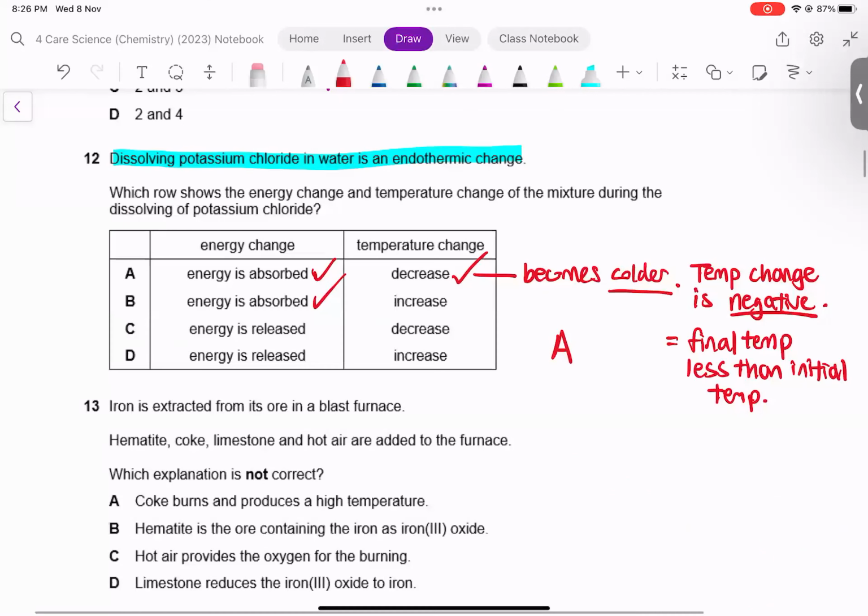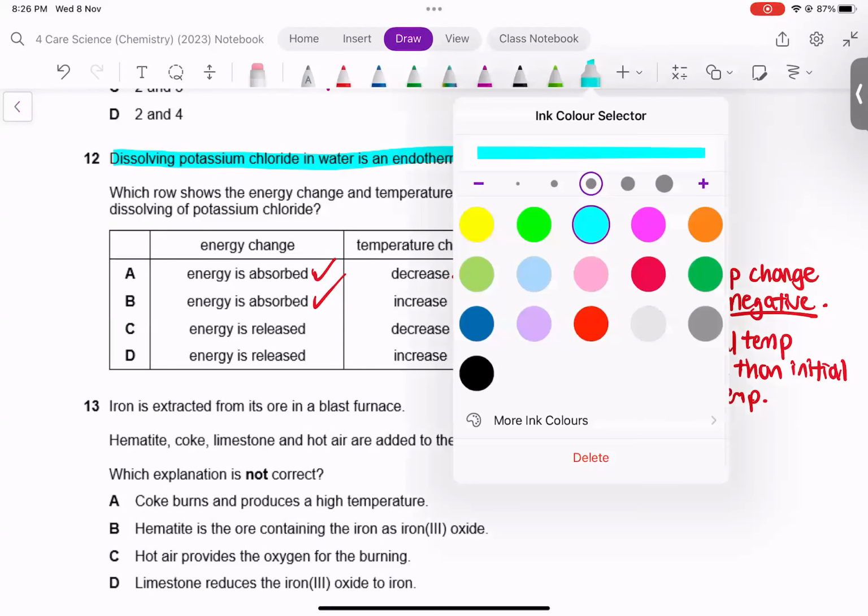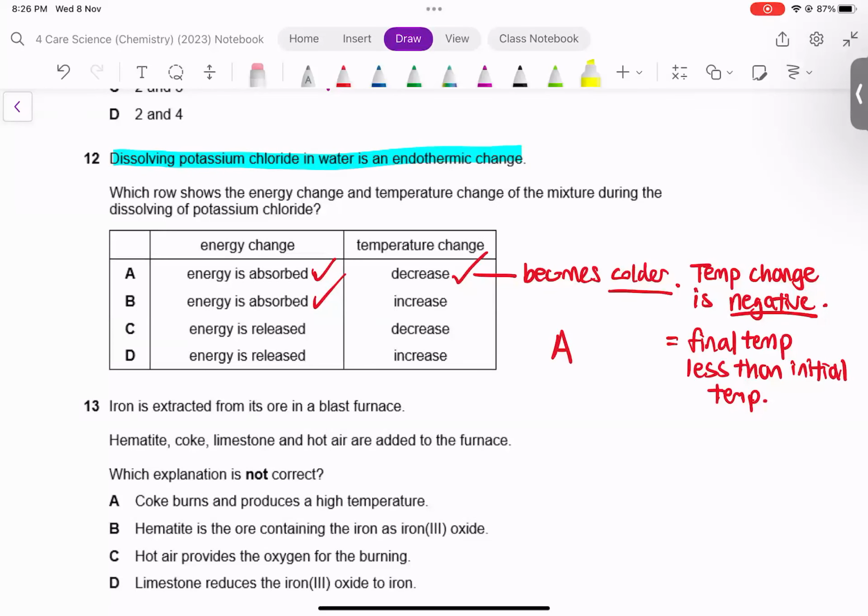Now, question 13. Now, question 13 is a classic question where it's very easy to be careless. Why is it very easy to be careless in question 13? It's because they want the statement which is not correct. That means out of the 4 options, 3 are true, 1 is false. They want you to choose the one which is false. And to do that, you got to read statement by statement. So I'm sure most of you knew that B is correct, C is correct.